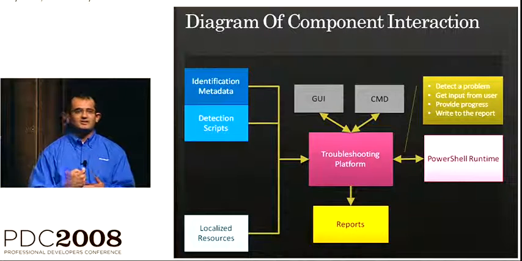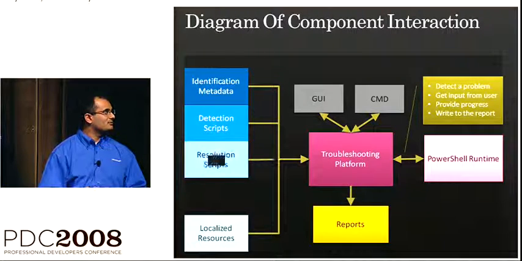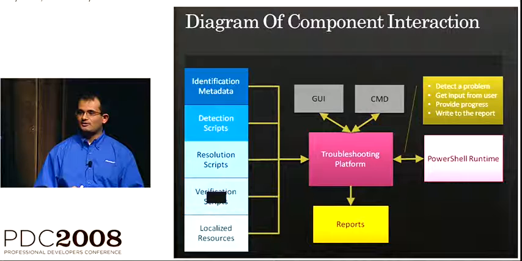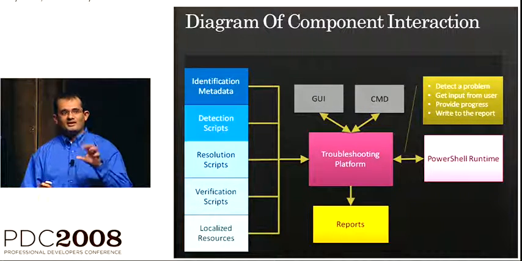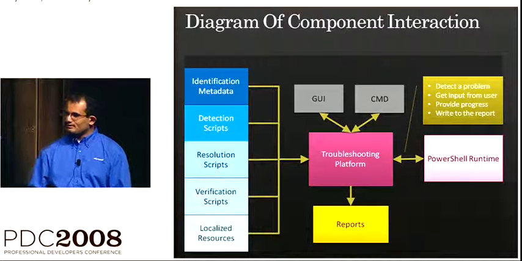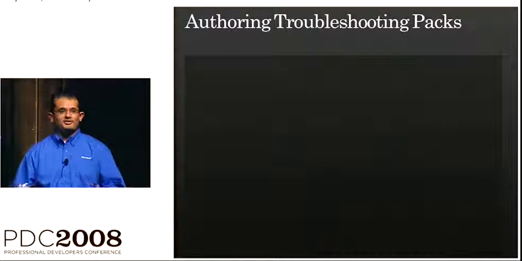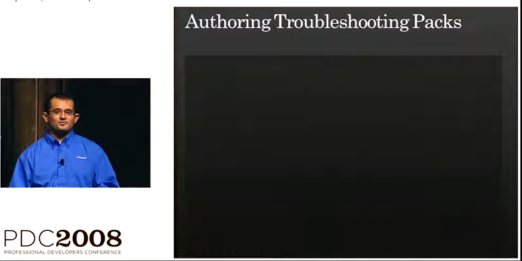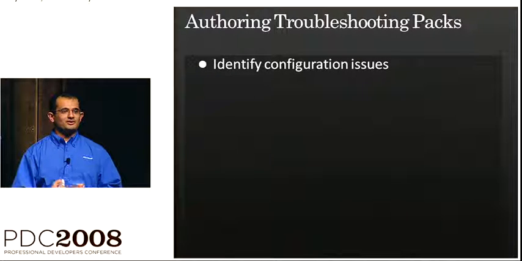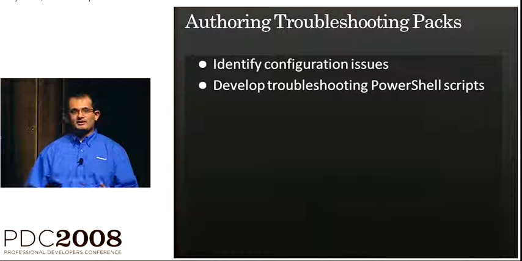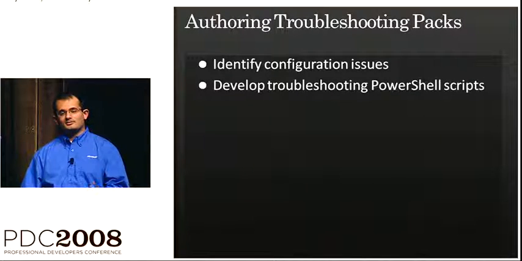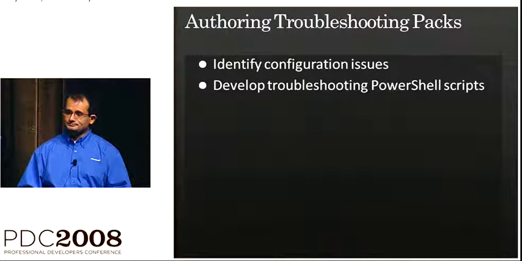Now, once we actually have the list of configuration problems we can find, we run the resolution scripts and the verification scripts. And that's sort of the interaction between the pack and the platform. So how do we author these things? Well, the first thing we do is, of course, isolate what exactly are we going to find? What problems are we going to find? Once we have that, we write the corresponding troubleshooting, resolution, and verification scripts.